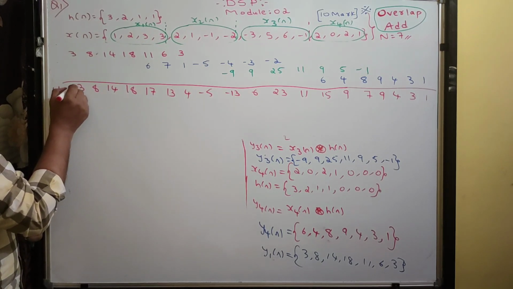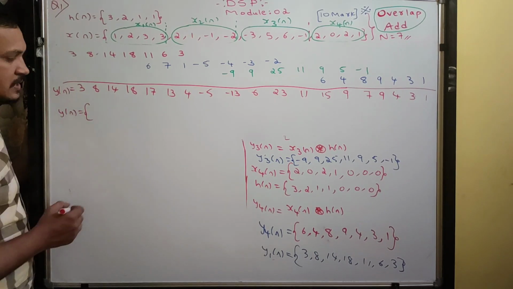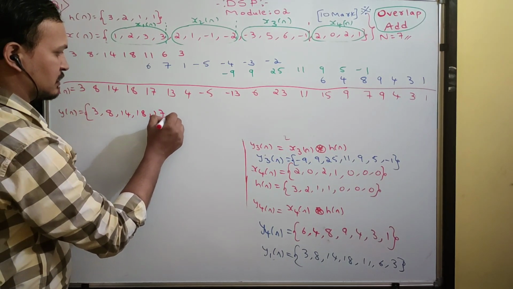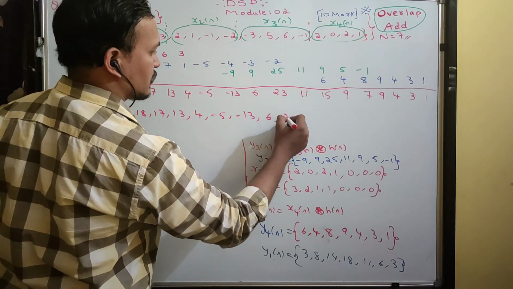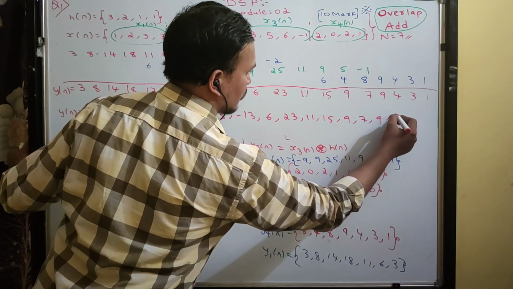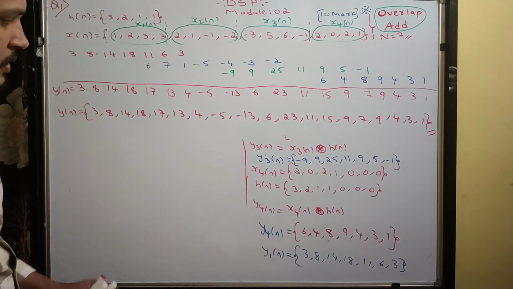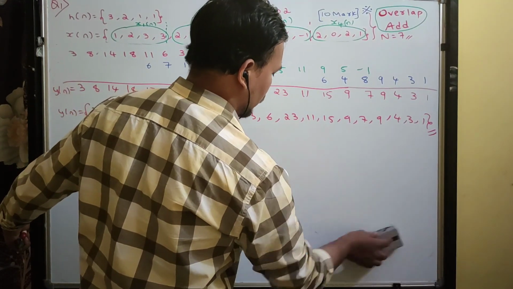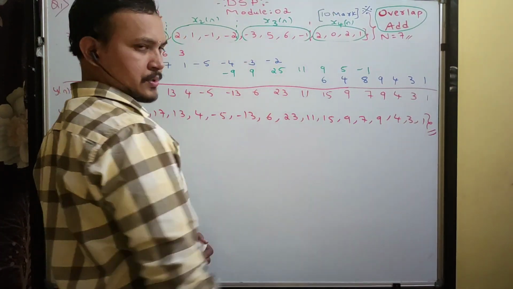This is your output. You can write directly y of n is equal to 3, 8, 14, 18, 17, 13, 4, minus 5, minus 13, 6, 23, 11, 15, 9, 7, 9, 4, 3, 1. This is your output. So here the problem ends. Got it? Pause the video and then copy down. If you do this, you will get 10 marks.